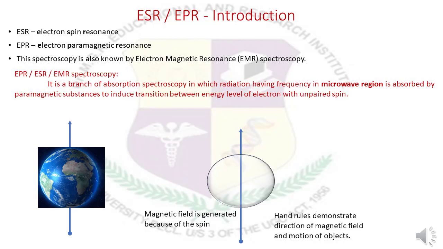When we talk about spins and the magnetic field, we know that spinning objects will have a magnetic field also. We can see in the picture that when an object is spinning, it has a magnetic field also. As the earth rotates on its own axis, it has a magnetic field strength. Likewise, all objects rotating on their own will have a magnetic field around them, and the hand rule, like Fleming's rules, will demonstrate the direction of the magnetic field with respect to the motion of the objects.